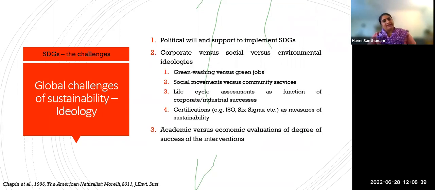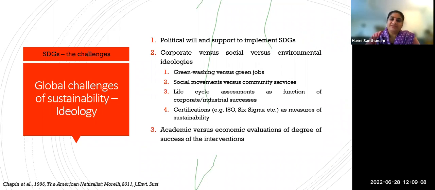So if that data is not available, this is going to be a constraint on how we evaluate the success of the SDGs across different SDGs. Second challenge is from an ideological perspective. Okay, so there can be political will and support to implement SDGs, or political opposition to implement the SDGs, given the particular political climate in a country. This we very easily understand.